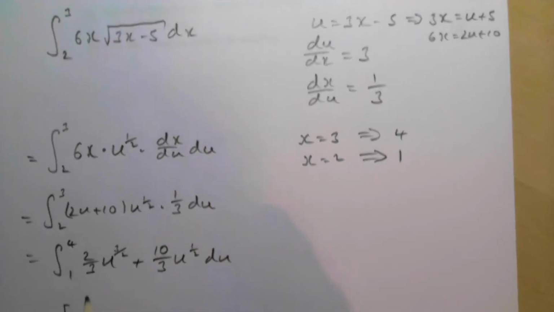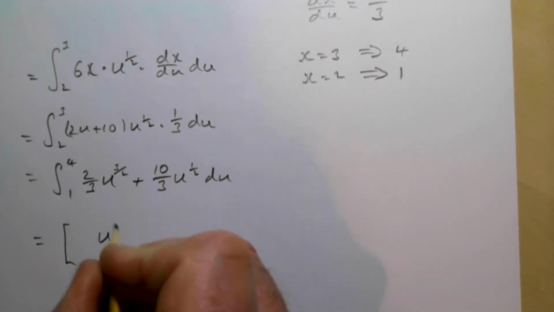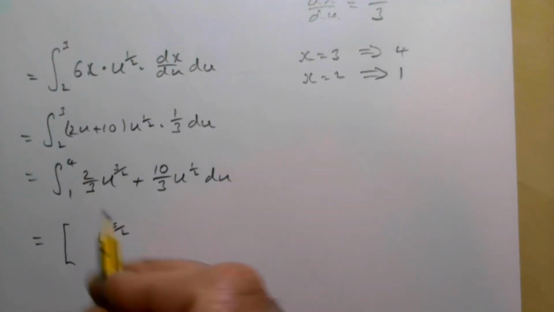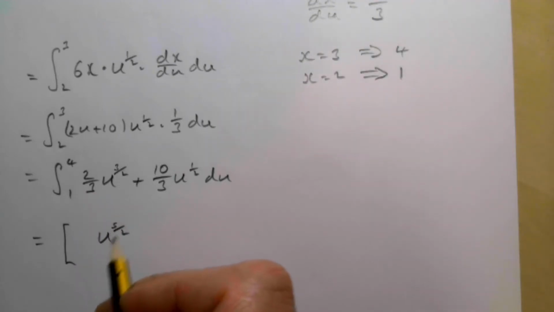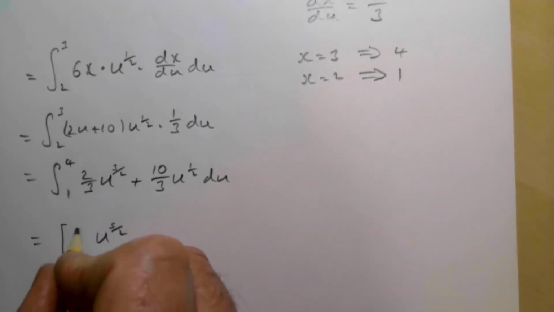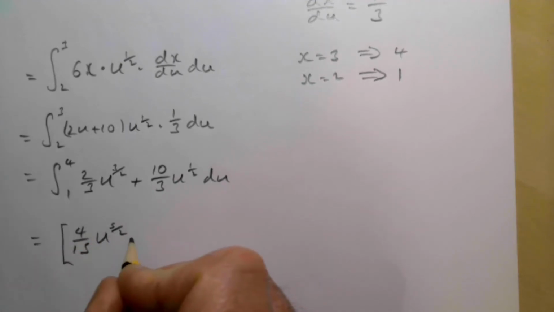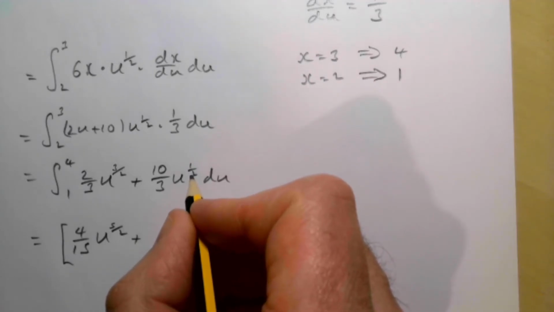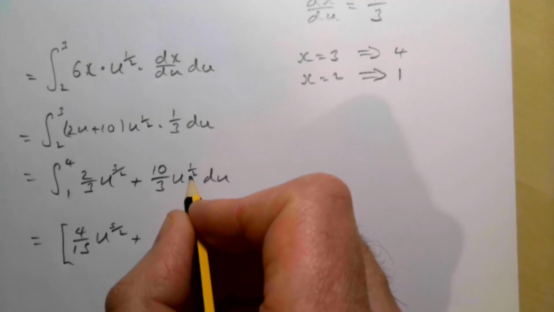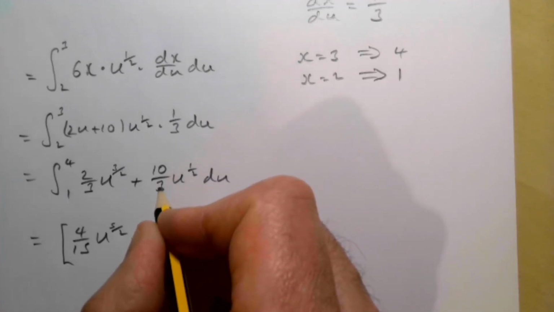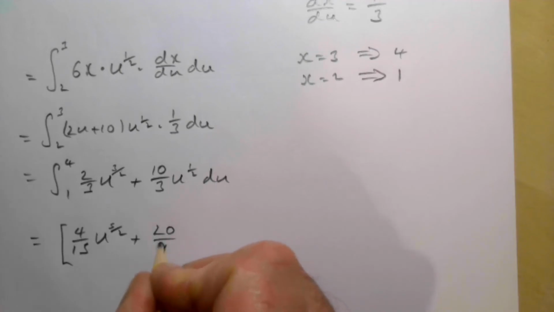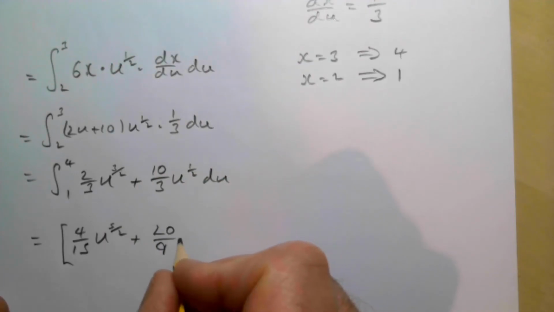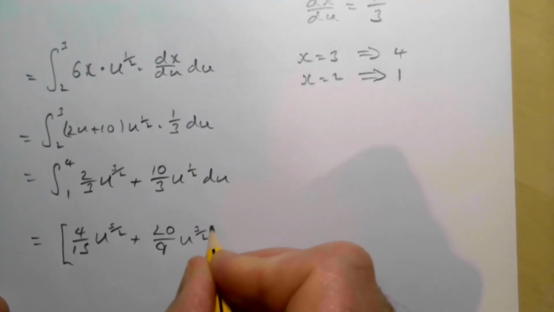Add 1 to the power gives me u to the 5 over 2. Divide by the new power, so 2/3 divided by 5 over 2 is the same as turning it upside down and multiplying, so that's the same as 4/15. Add 1 to the power, I get 3 over 2. Divide by the new power, so dividing them by 3 over 2 is the same as multiplying by 2 over 3, so that would then be 20 over 9. You can take your time with that, or just do the fraction on a wee bit of paper right here if need be, and we get u to the 3 over 2.